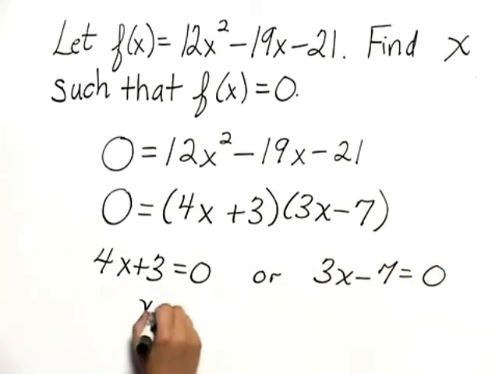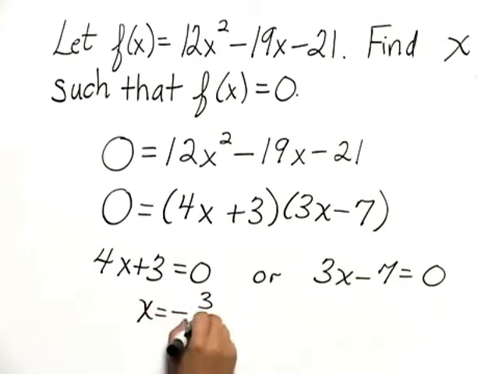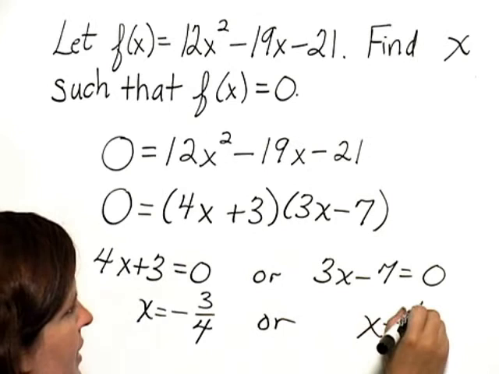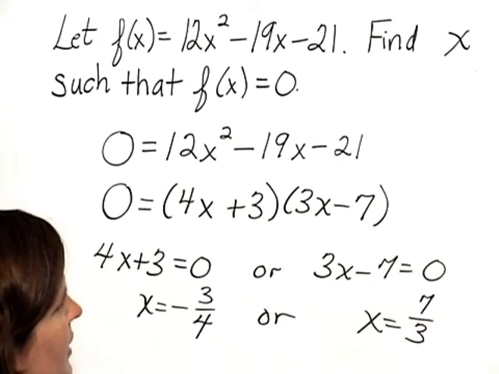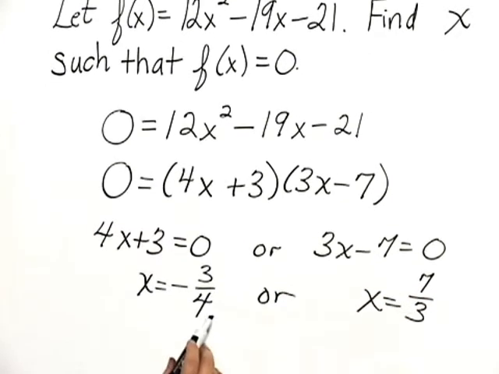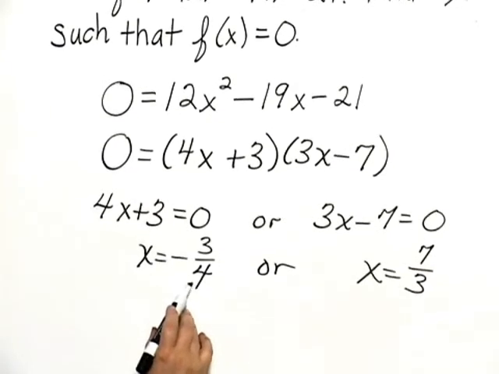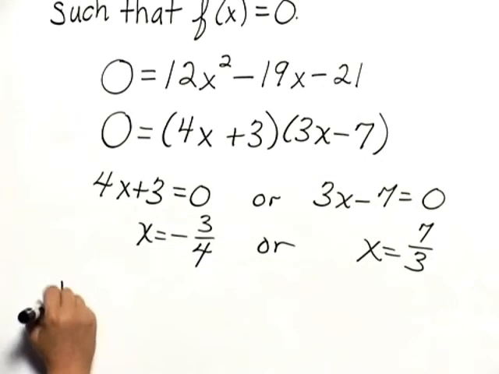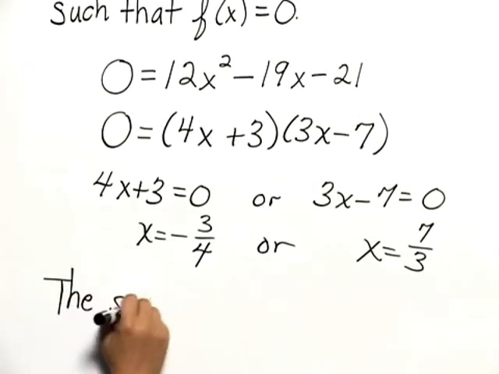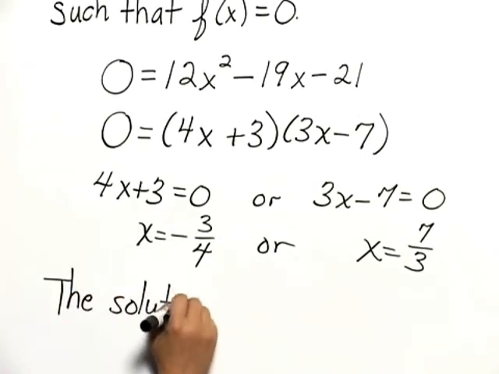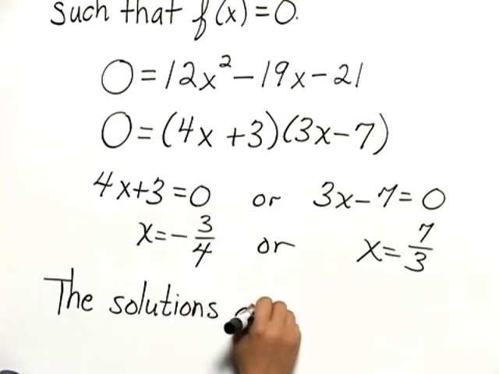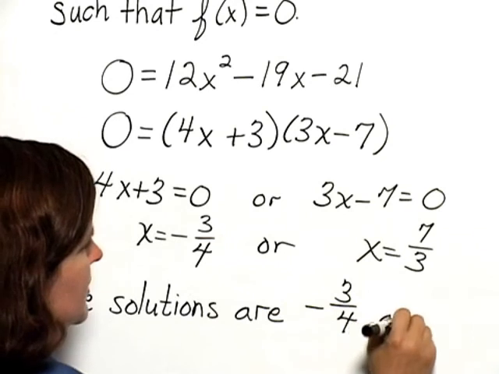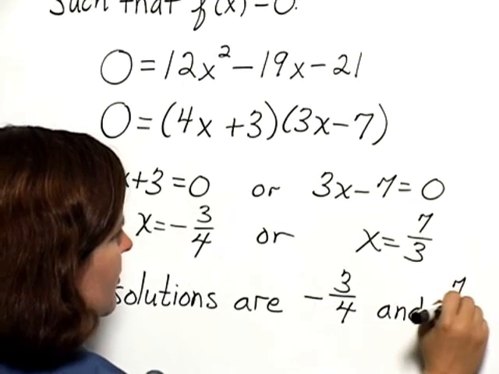Solving this would give us x = -3/4, or x = 7/3. If we substituted, we would find that f(-3/4) = 0 and f(7/3) = 0. So we can say that the solutions are -3/4 and 7/3.